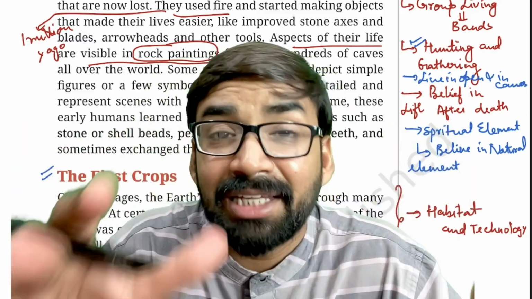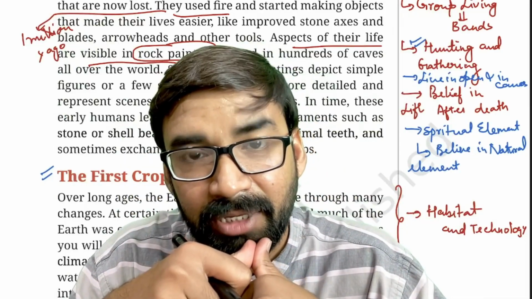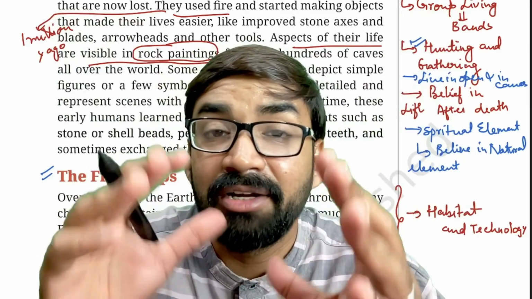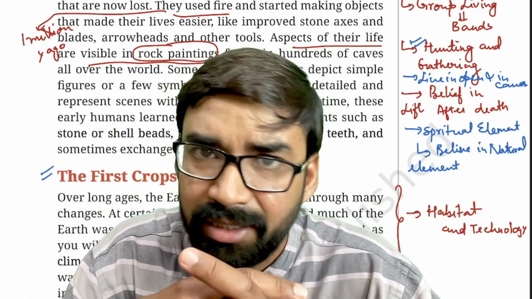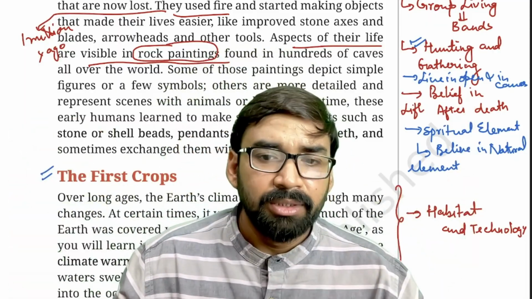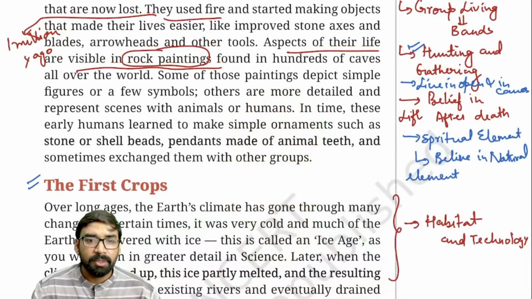That means at that time there was also a clear division of labor. That is why Bhimbetka caves got UNESCO World Heritage Site status. Fine. Okay. Now another important thing.